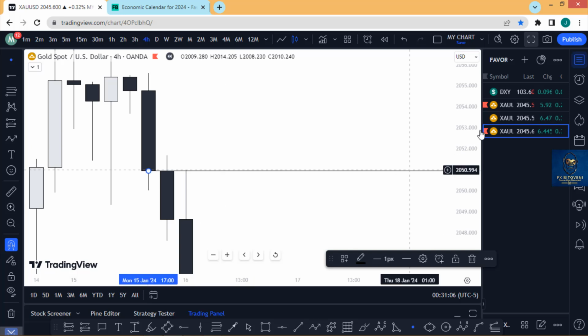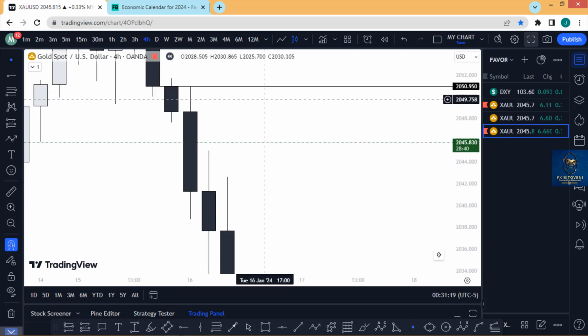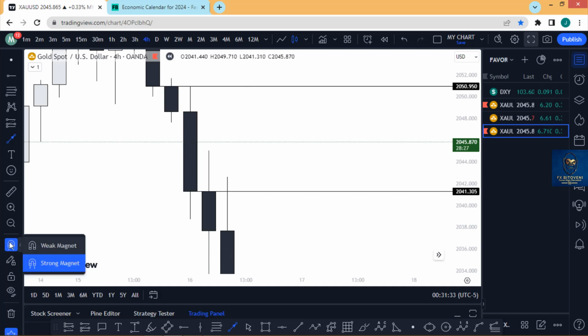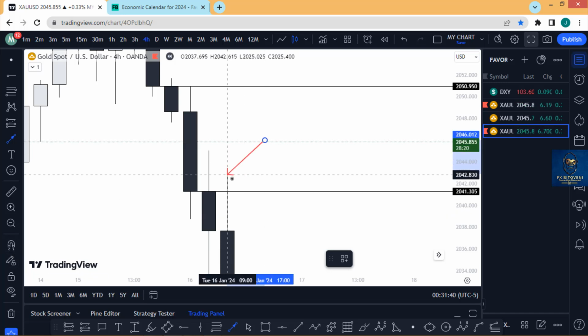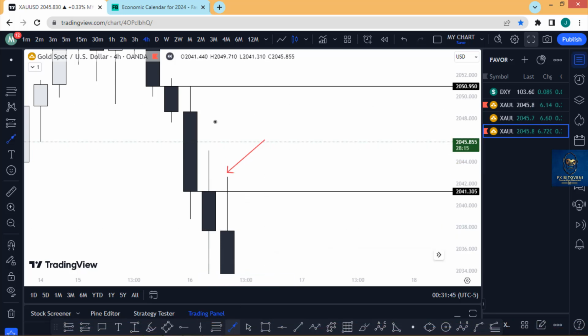You can see for yourself. So your job is to sell this high. What I'm showing you is a bearish move. You can apply it on a bullish move. Look at here. So your job is to sell this high, guys.